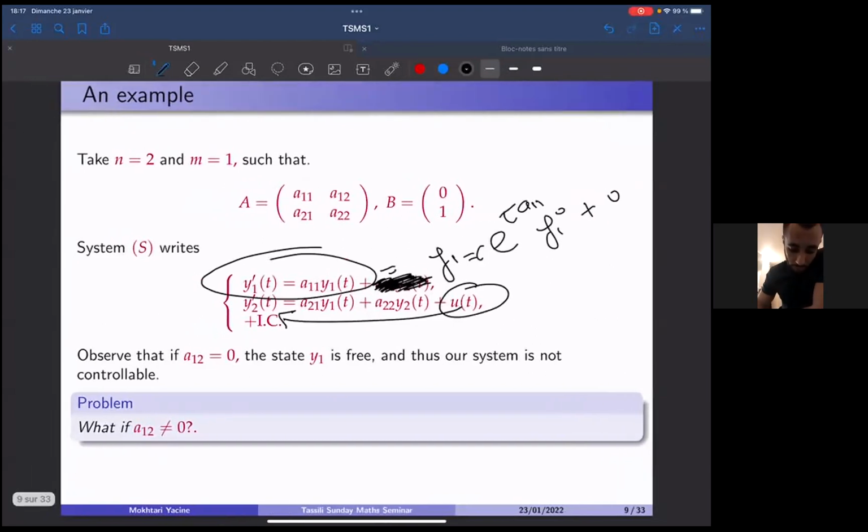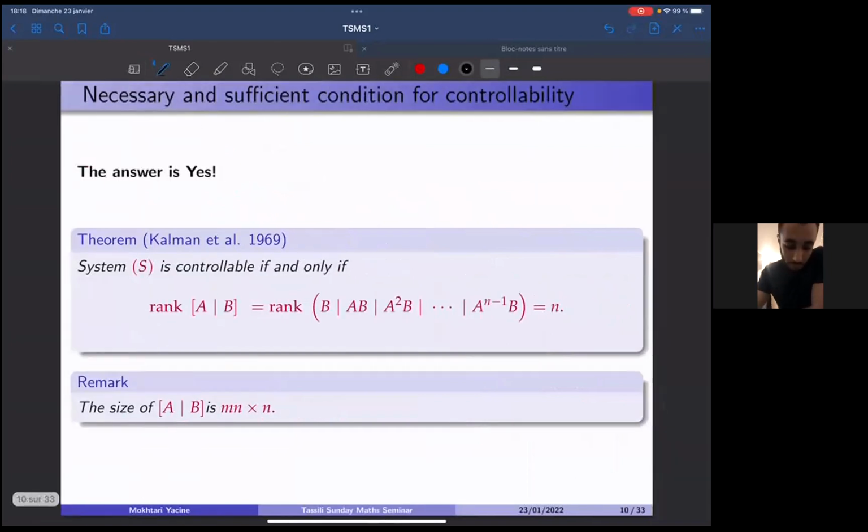So what about the sufficient condition? Is this system controllable if a12 is different from 0? The answer to this question is yes. And this has been answered by Kalman and his collaborators in '69. They gave a sufficient and necessary condition for the controllability of such systems. So system S is controllable at any time t, it doesn't depend on the control time, if and only if the rank of this matrix, the Kalman matrix here, equals n.